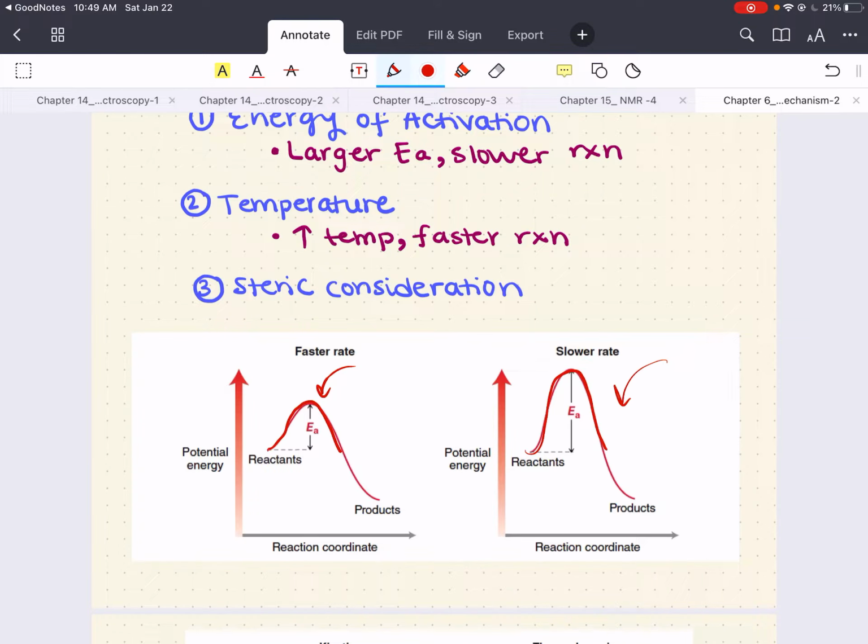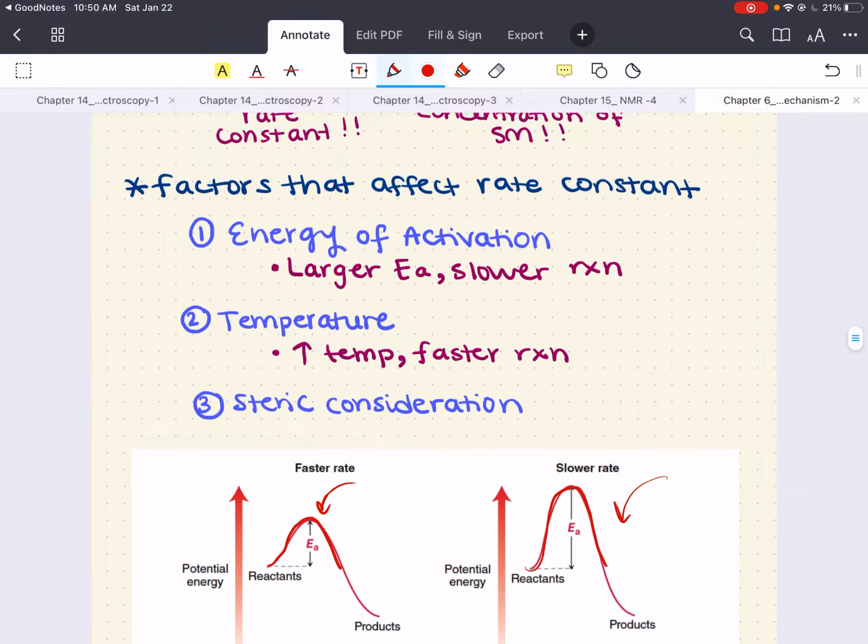Now, with a large activation energy, you can actually decrease it by adding a catalyst, and a catalyst is something that is going to speed your reaction. Catalysts don't affect the energy of the reactants or products. They simply make your activation energy a lot less, so that the rate of your reaction is a lot faster.